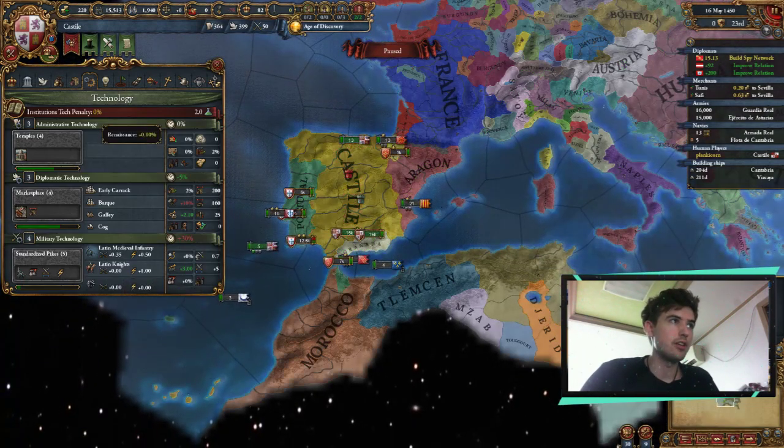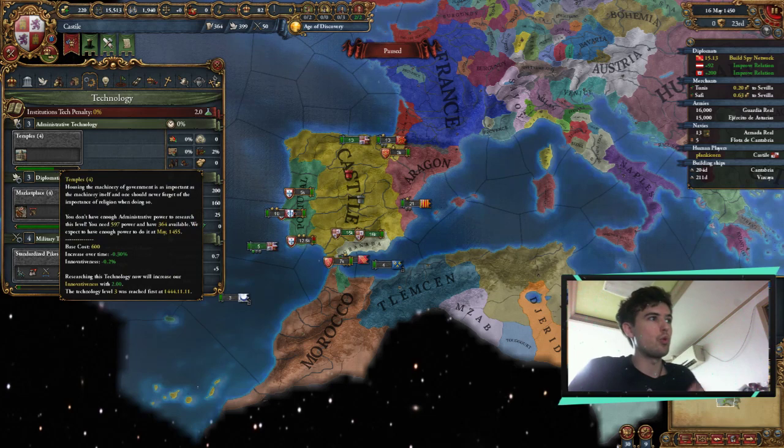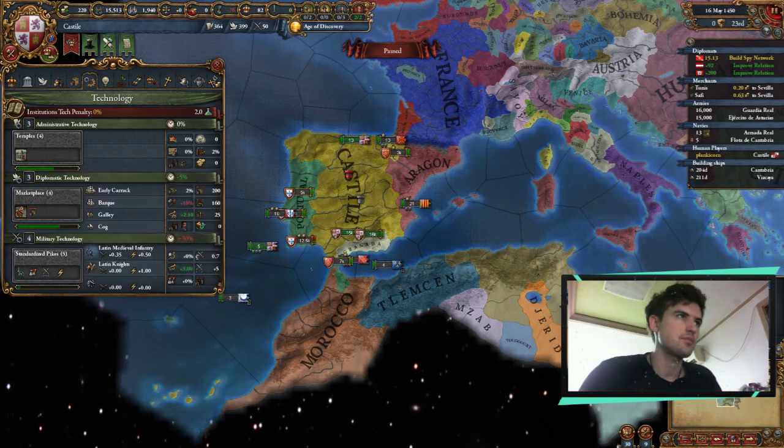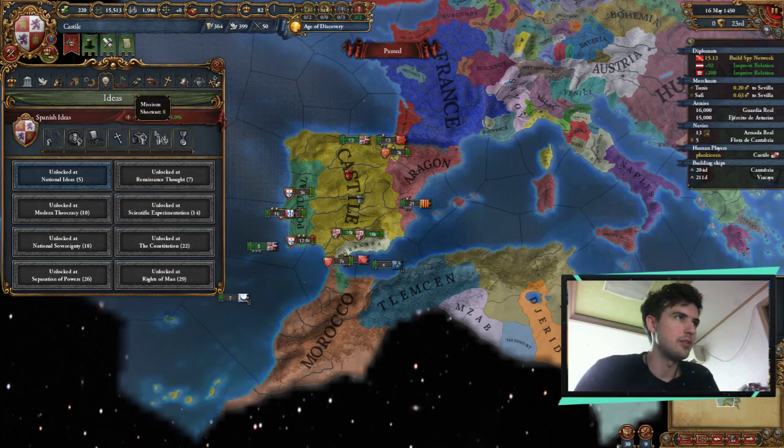So next year, if we do not embrace the Renaissance, then we will have a tech penalty of 1%, which means that when we take the next technology level, it will be 1% more expensive, or 6 monarch points. The base cost is 600, and so 1% extra is going to be 6 more monarch points. There are other ways to reduce tech cost, like different ideas, but again, we'll get into it as it comes up.